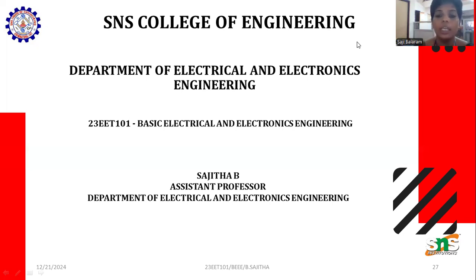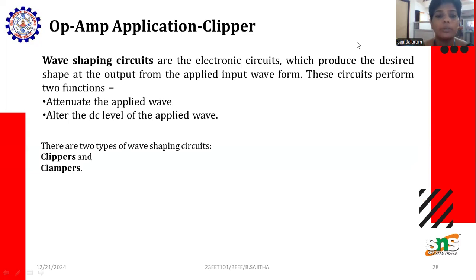So now we will discuss one of the important applications of the op-amp, which is nothing but the clipper circuits. Generally, clipper circuits are called wave shaping circuits, and these wave shaping circuits are electronic circuits which produce the desired output from the applied input waveform. These circuits perform the following functions: they can attenuate the input and also alter the DC level of the applied waveform.